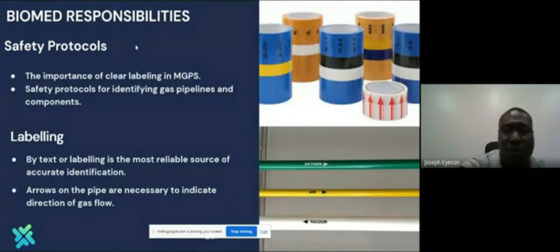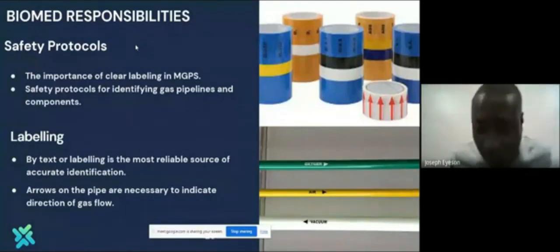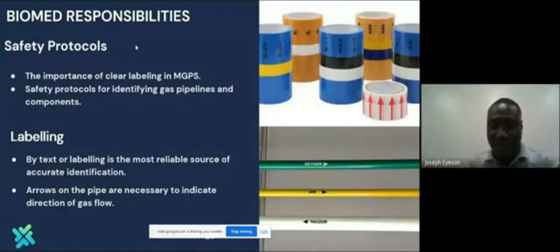So it is very important to properly label them and ensure that safety protocols are taken to identify the pipelines and their components. You can also use arrows, which is good in conjunction with the text. The arrows give the directional flow. If it's a positive gas, you're going from left to right. If it is a negative gas, you're going from right to left. For negative gas, an example is the vacuum system, and the positive gases are medical air, oxygen, nitrous, and all those things.